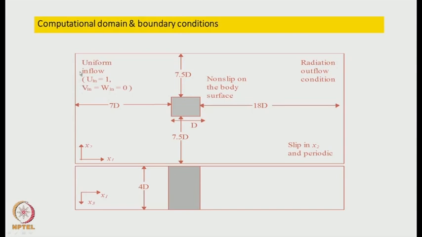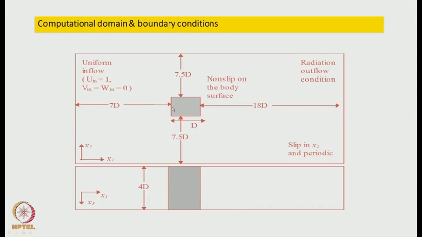and we specify the inlet condition as uniform inflow, u in equal to 1, and v in and w in equal to 0. So, the other two components of velocity are 0, only the u velocity is 1. The characteristic dimension for this problem is the diameter of the cylinder, which is given here as d. So, the computational domain is represented based on this characteristic dimension d.